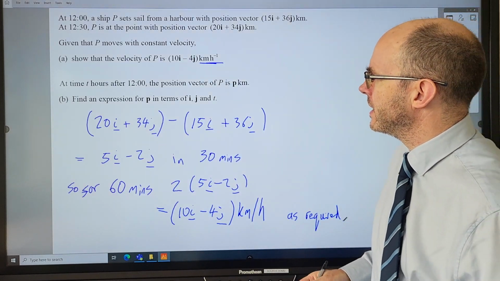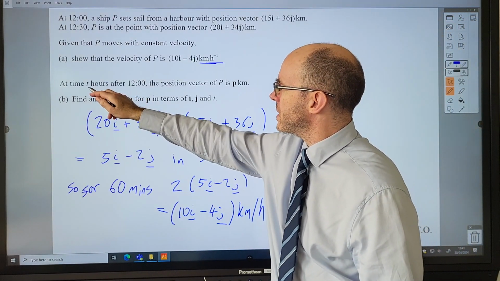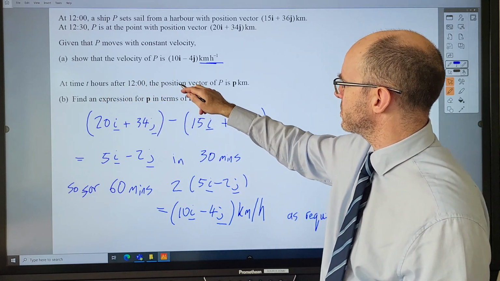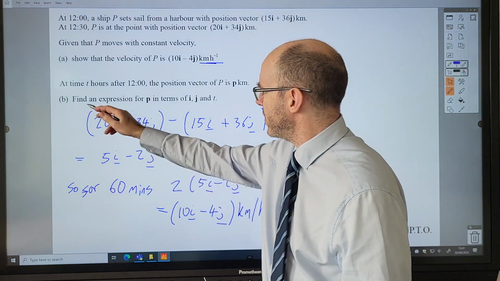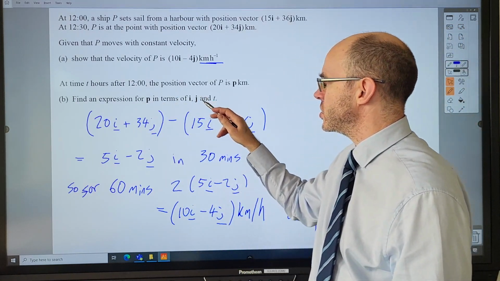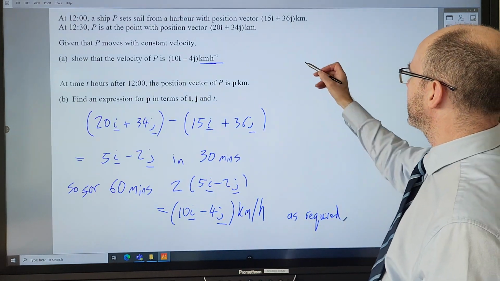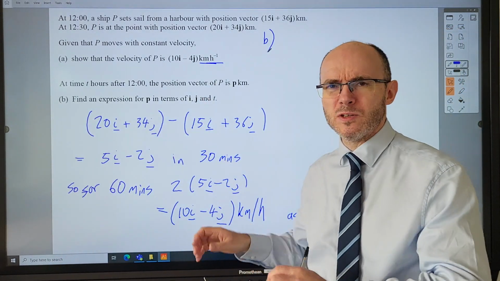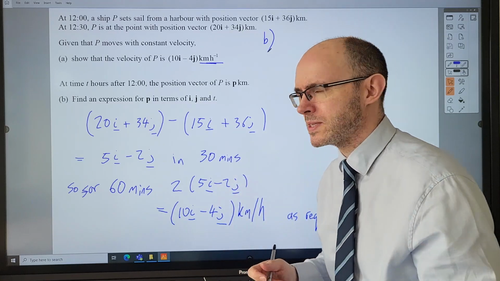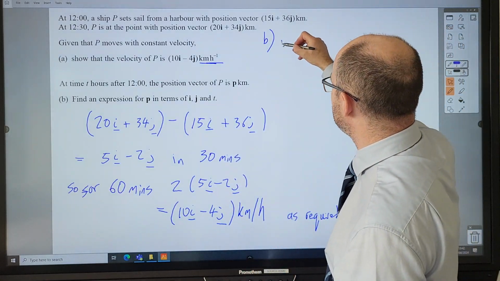All right. For part B, at time t hours after 12 o'clock, the position vector of P is p kilometres. Find an expression for p in terms of i, j and t. I'm just going to do that up here if you don't mind. Sorry for the messiness, but it's just making use of the board space for the videos. I'm sure you understand. So position vector P.